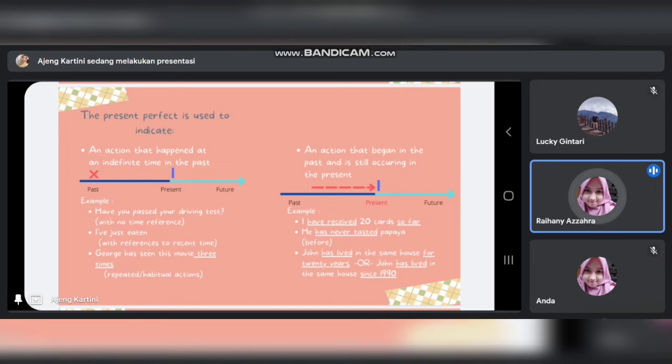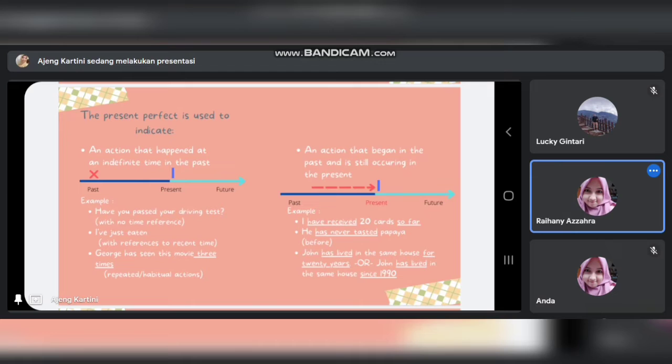For example, have you passed your driving test? In this sentence, there is no time reference. And, I have just eaten. George has seen this movie 3 times. The phrase 3 times is for habitual or repeated action.